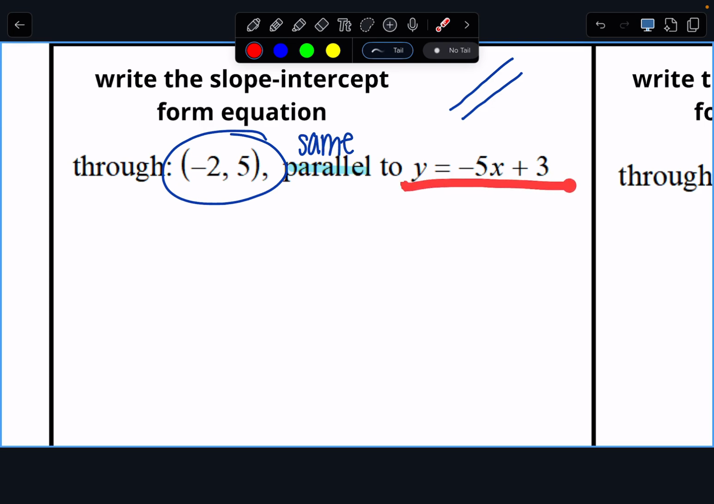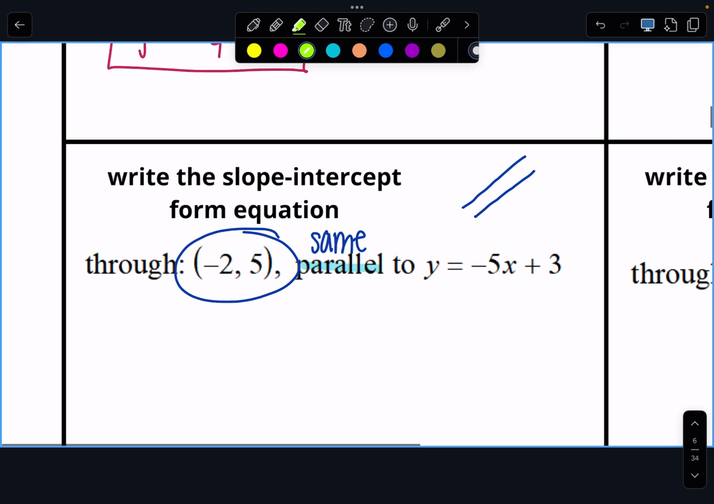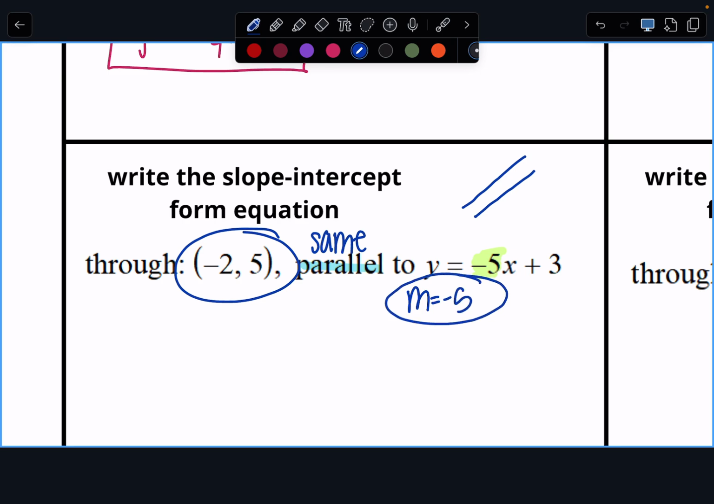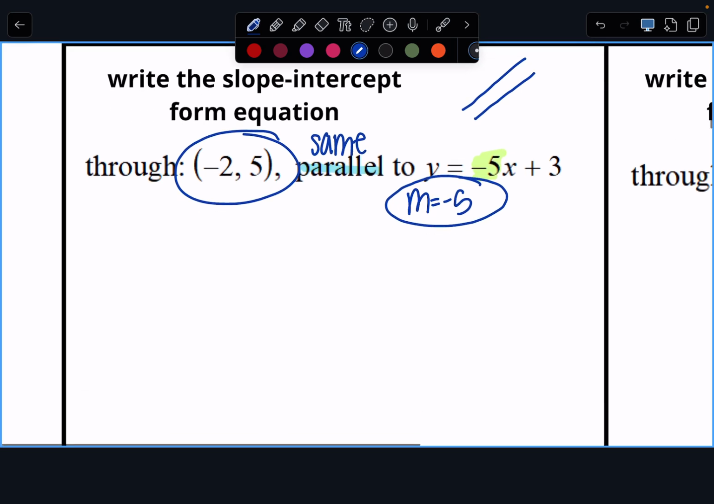Let's look at this line, the first line, and what is the slope of that one? What is the slope of this line here, that I've got underlined in red? Negative 5, right? Slope is always the number in front of the x. So if that line has a slope of negative 5, my new line also needs a slope of negative 5, right? You just use the same number. And now I have enough information, right? I know my slope has to be the same. It has to be negative 5. I know it has to go through this point. That's what it tells me in the problem. Now I can fill this in.